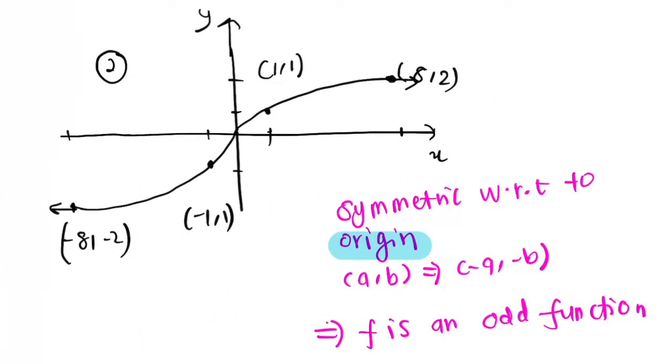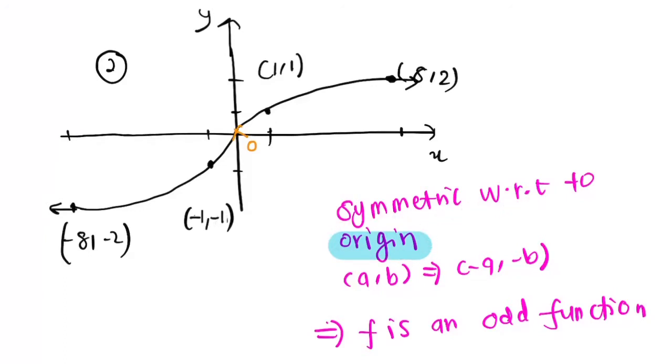Next, let's see this graph here. You have this graph that is twisted around here. You can see that this graph is twisted at the point (0, 0), which is the origin. So this indicates that this graph is symmetric with respect to the origin.